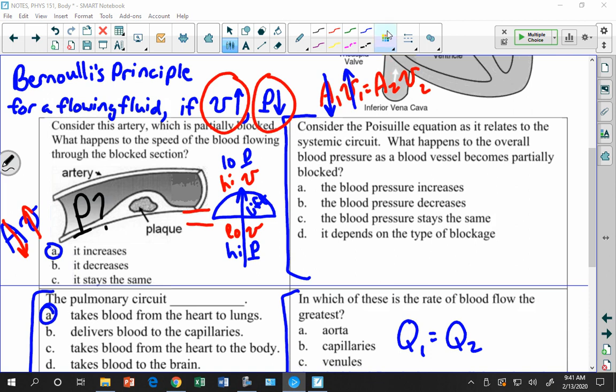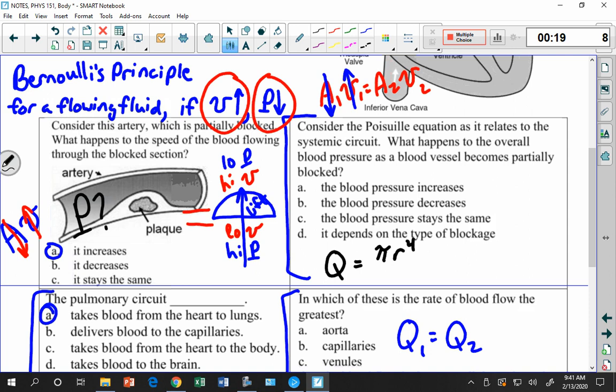Okay, well, let's try this next question. So the next question is asking something different. It's asking, what is the overall blood pressure, like the blood pressure in your body, if a blood vessel becomes partially blocked? And you can think about this in terms of our Poiseuille equation, which is pi r to the fourth delta P over 8 eta L.